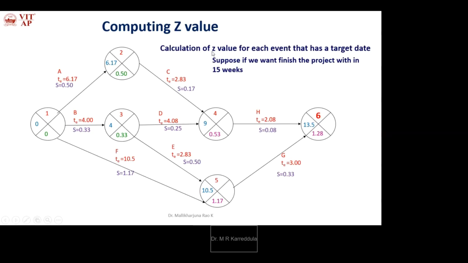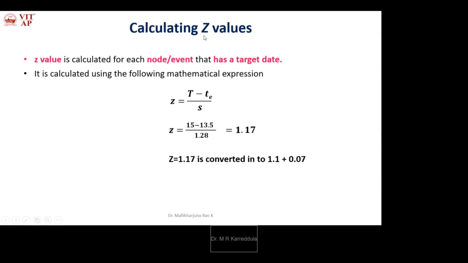So we calculate the Z value for each event that has a target date. Which event has a target date? Only for that event do we have to calculate the Z value. For the final event, the target value is given, that is 15. So for this event, we have to calculate the Z value. We know how to calculate the Z value, as described in a previous video. The Z value is calculated for each node or event that has a target date.